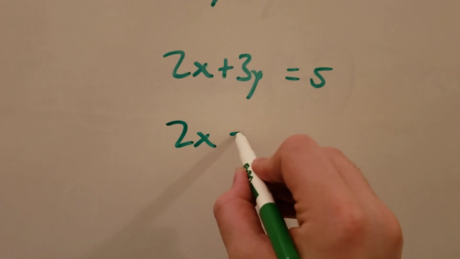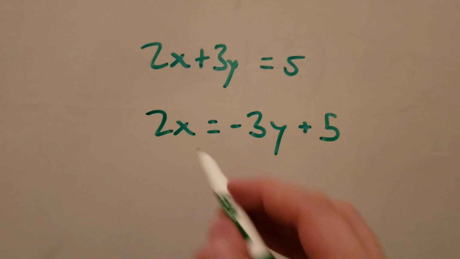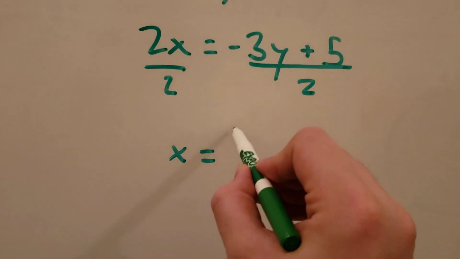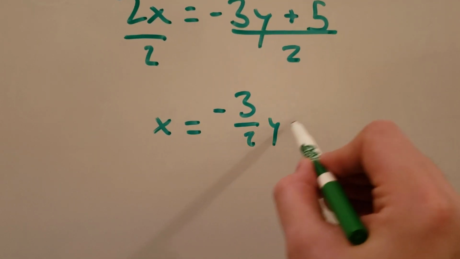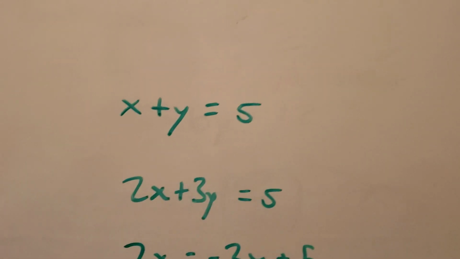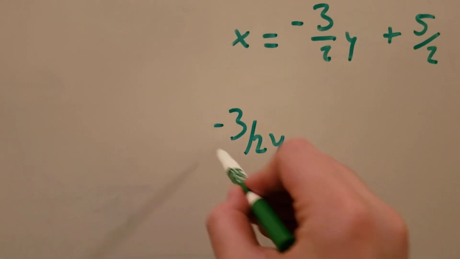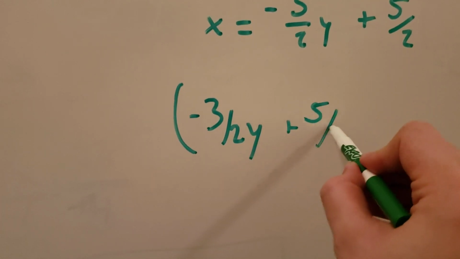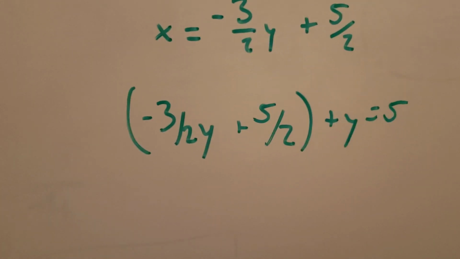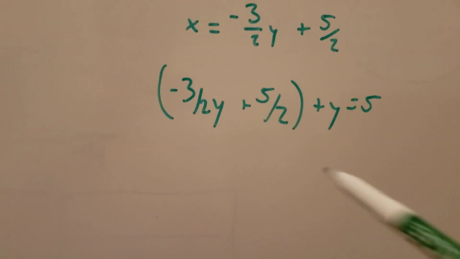So we'll move 3y over. Awesome. We divide. We get x is equal to -3 halves y plus 5 halves. There's our equation. Now we can plug that into our equation up here. So we'll get -3 halves y plus 5 halves plus y, and that's equal to 5. There we go. All right, so now that we've got that all plugged in, we can start figuring it out.